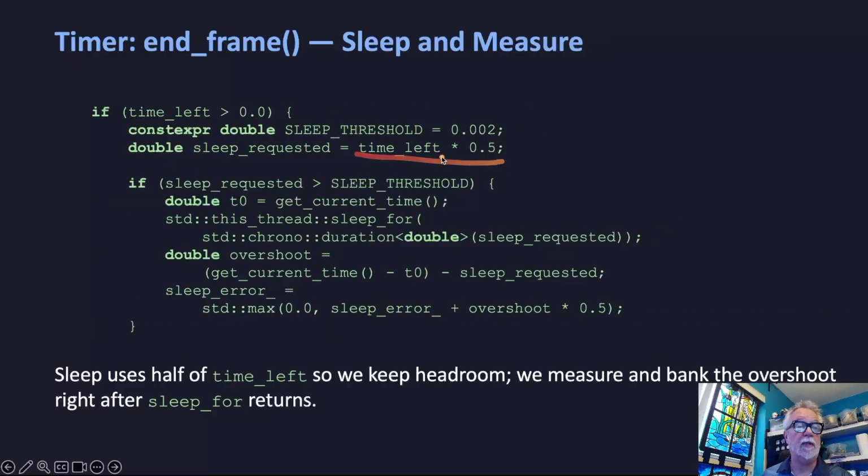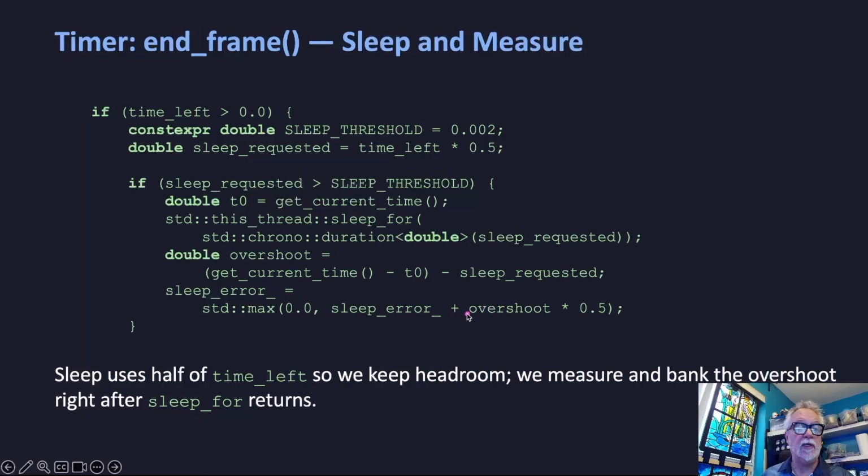Right here, calculated it right there, right? When this function here returns, we then calculate the value of how much time the sleep requested overshot. So we get the current time, we subtract that from the time that we started, that gives us the time elapsed, and then we subtract the time requested, and that's going to give us an error.